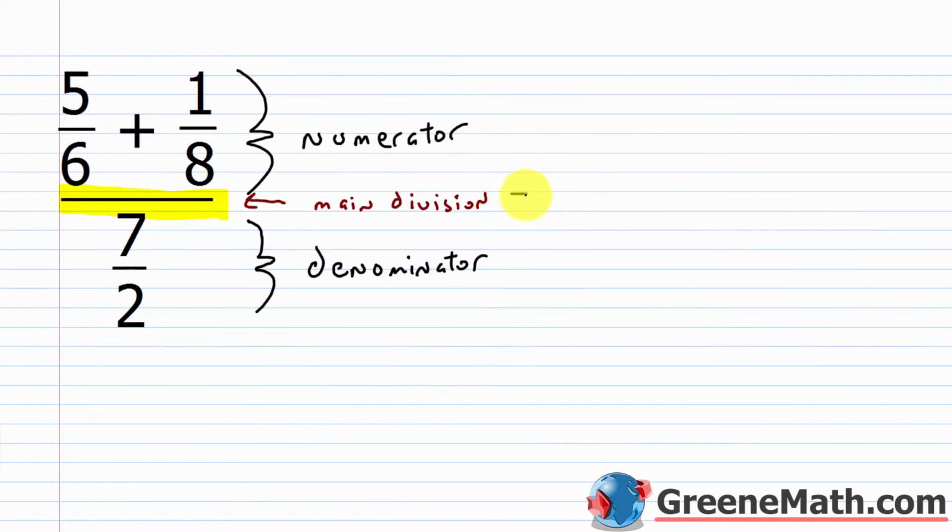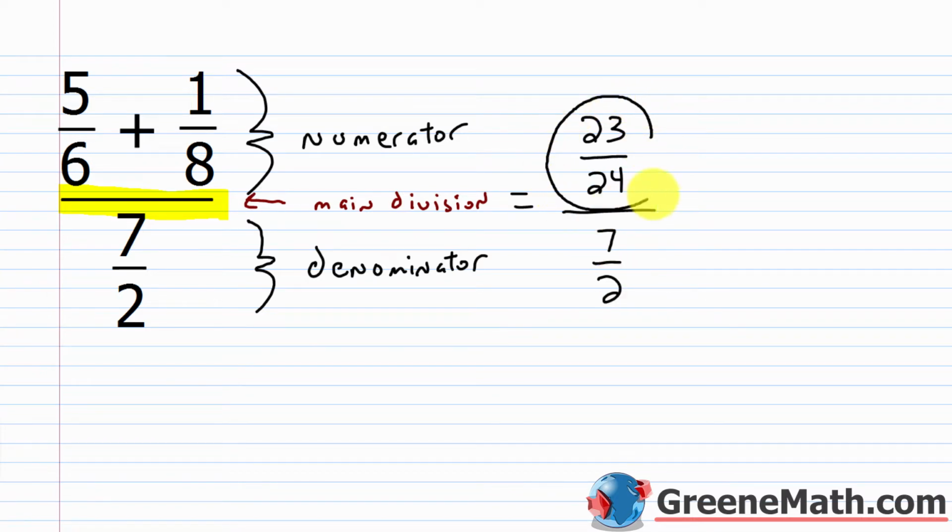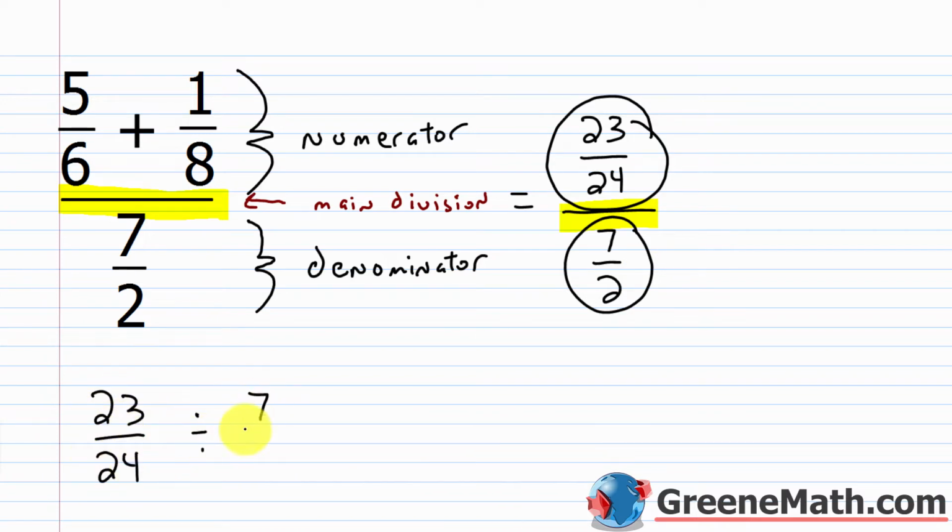So let's just erase all this and go back up to the top. So I'm going to put equals out here. I know I wrote a bunch of stuff, but essentially what I'm saying is the numerator of the complex fraction is 23 over 24. Then the denominator of the complex fraction is 7/2. So we think about it as 23 over 24 divided by 7/2. And if it makes you feel more comfortable, you can write it like this. You can say, okay, well, this is 23 over 24 divided by 7/2.